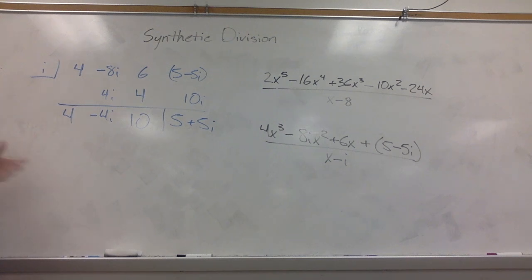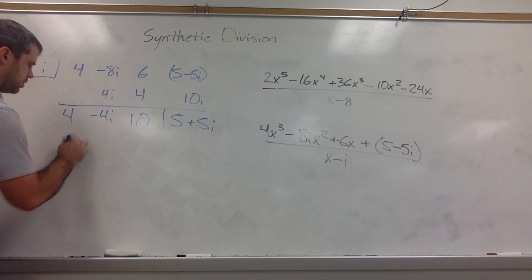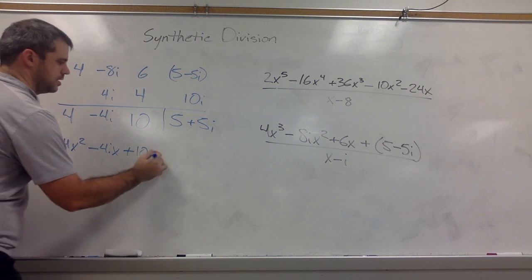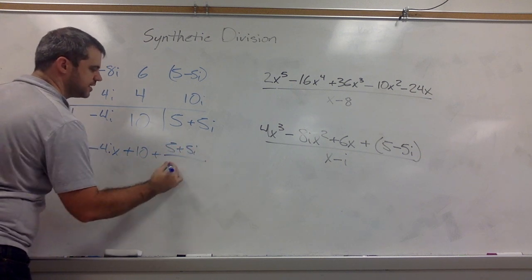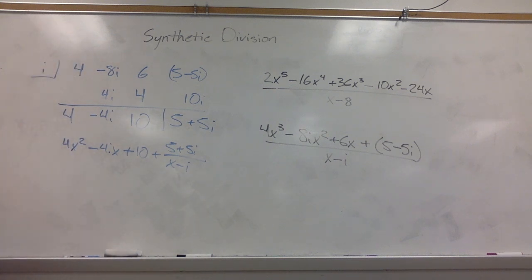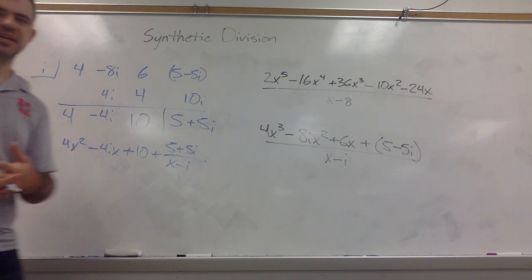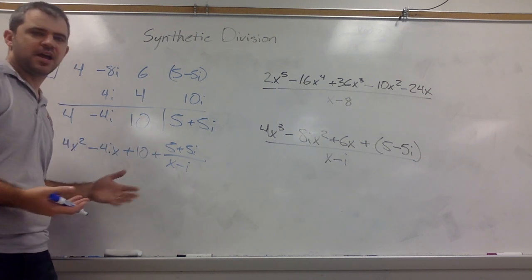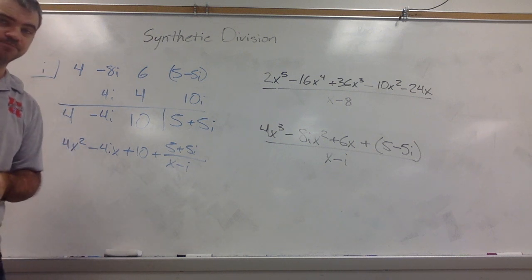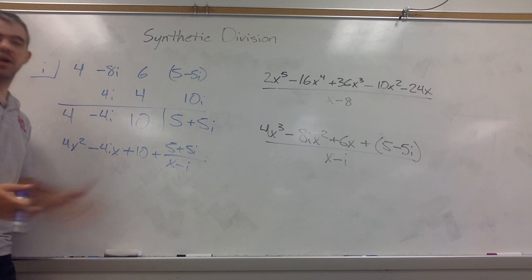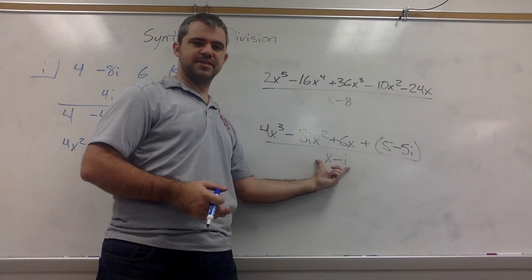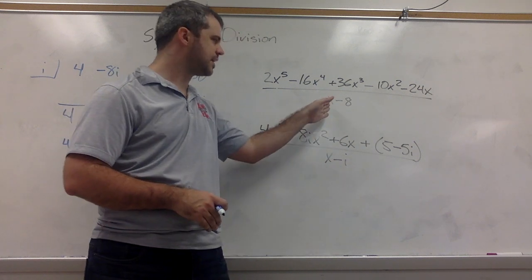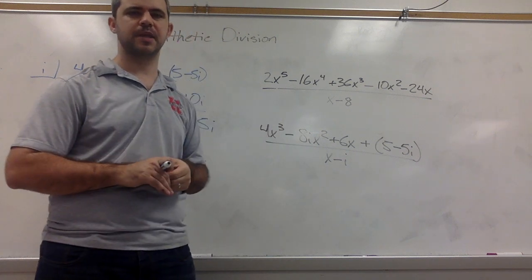So our final polynomial looks like this: 4x squared minus 4ix plus 10 plus 5 plus 5i divided by x minus i. So this is me kind of rewriting this. And it may seem weird that we feel the need to rewrite it like this, but a lot of times this rewriting will wind up simplifying things a lot. So that's why we wind up doing that. So that's synthetic division. Again, you can't use that all the time, but you can use it whenever you just have this one linear term where it's like x minus something or x plus something. So there you go.